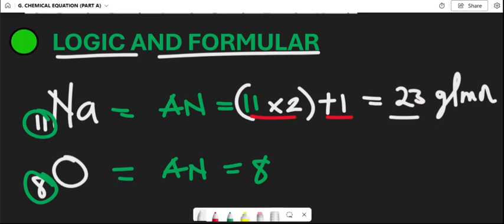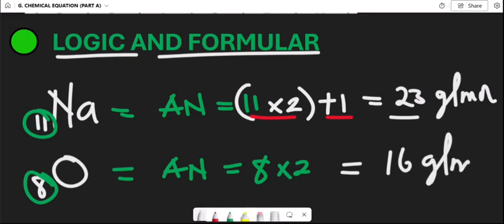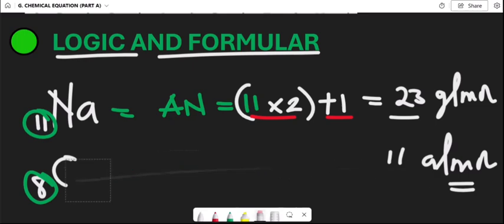Okay, let's consider oxygen. Oxygen is 8. Because oxygen is an even number, I only need to multiply that by 2. I'm not going to add 1 because it's an even number. So 8 times 2 gives me 16, and that's 16 grams per mole. So this is the simple logic we use to determine the atomic weight of an atom. I'm also going to give you some exceptions. Okay, let's give more examples.